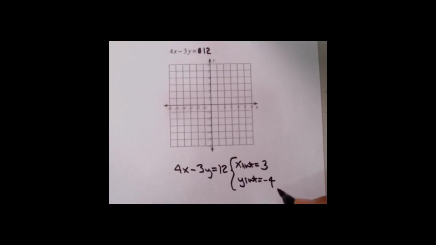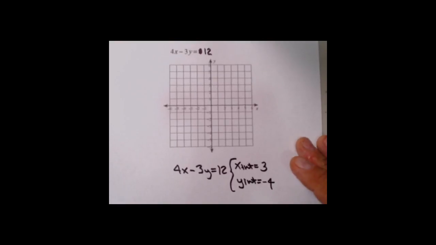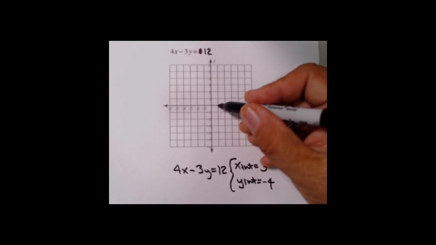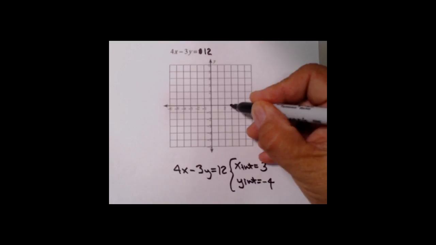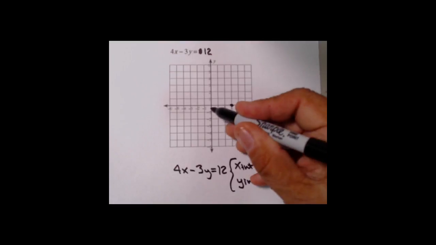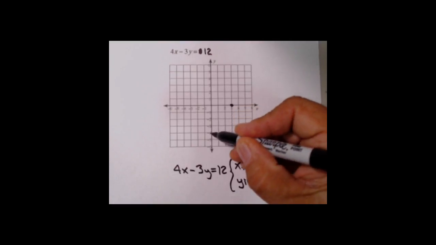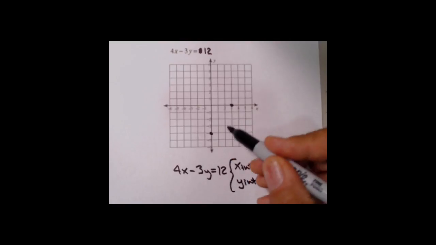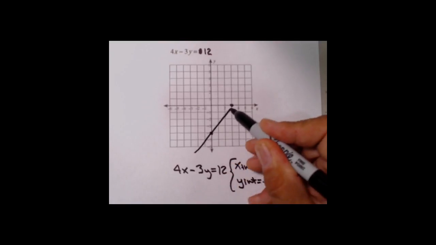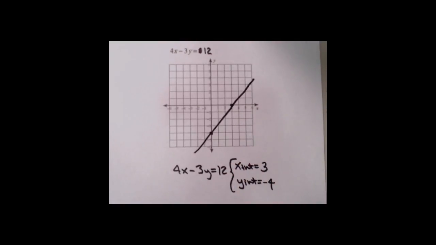Okay, well now, just plot these 2 points and we're all done. The x-intercept, 1, 2, 3, there it is. The y-intercept, -4, 1, 2, 3, 4, there it is. And again, connect them up with a straight line. There you go. There's your graph.